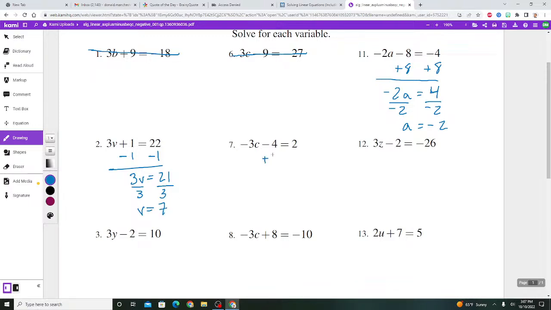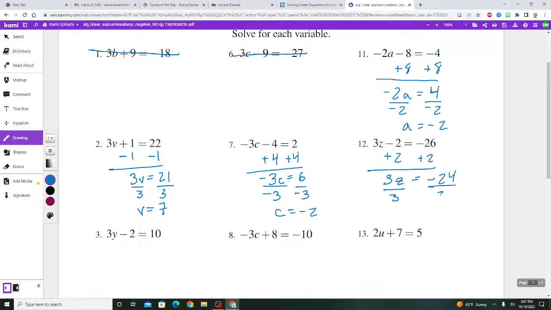Next, we're going to add 4 to both sides. Negative 3c equals 6. We're going to divide both sides by negative 3, and c equals negative 2. Over here, we're going to add 2 to both sides. And that gives us 3z equals, that's negative 24. So we divide both sides by 3, and z equals negative 8.